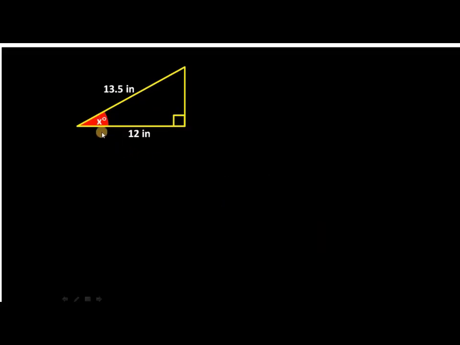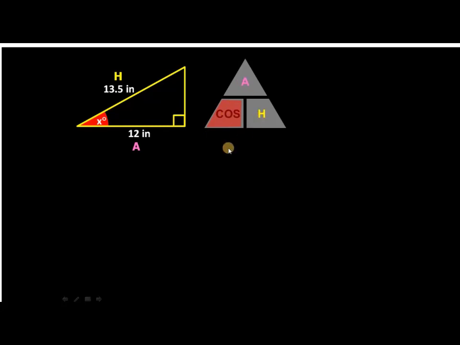In this question we want to find angle x. This side is the longest side, it's a hypotenuse, letter H. This side is the adjacent, letter A. We have A and H, so we must use the triangle for cosine. We want the angle, so we cover cosine. We get cosine is adjacent over hypotenuse.